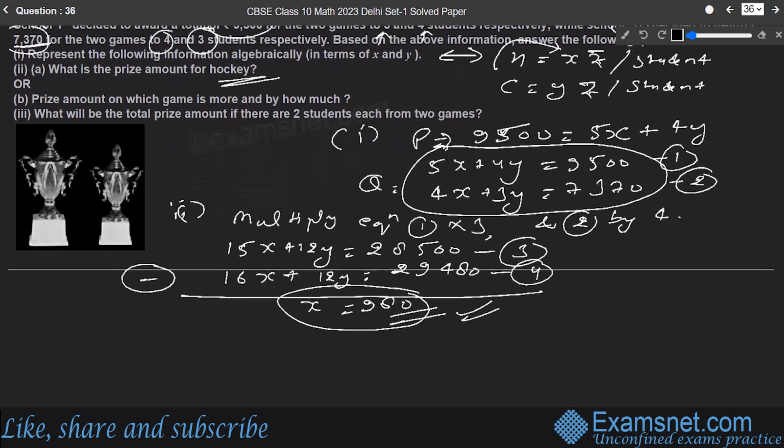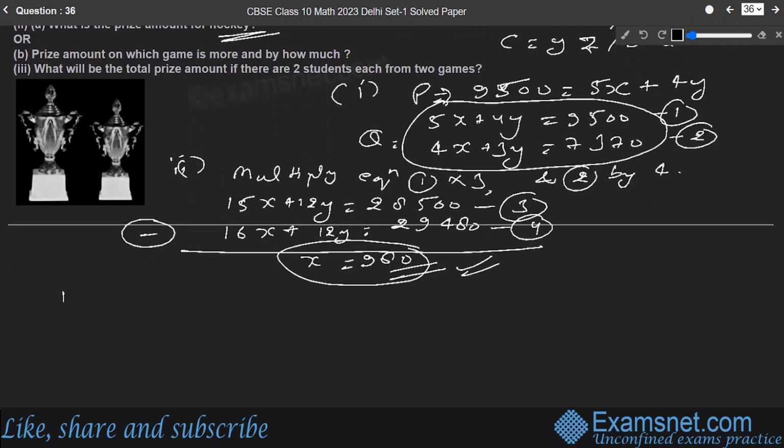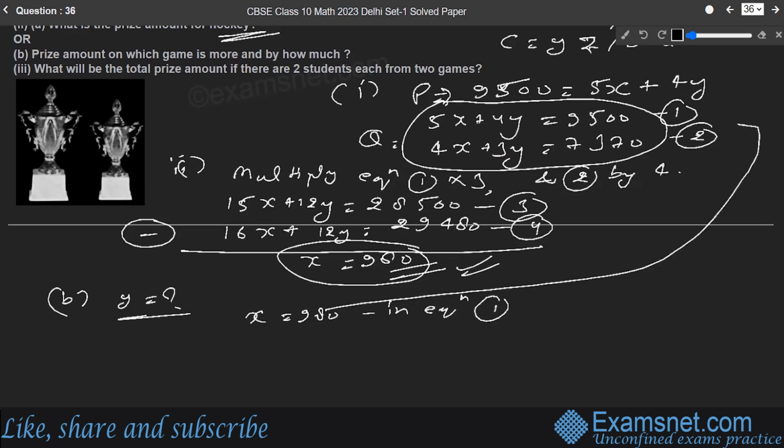Now let us go for the other part, that is B part. What is there in B part? Prize amount for which game is more and by how much? So for that we need to find out y also, then only we can say which is more. So x value has come. Let's put x equal to 980 in any of the equations. So let us put x equal to 980 in equation number 1 only.